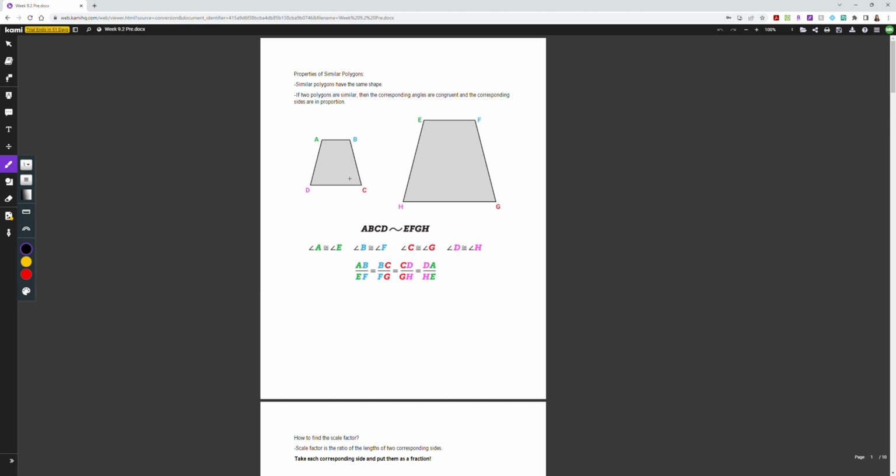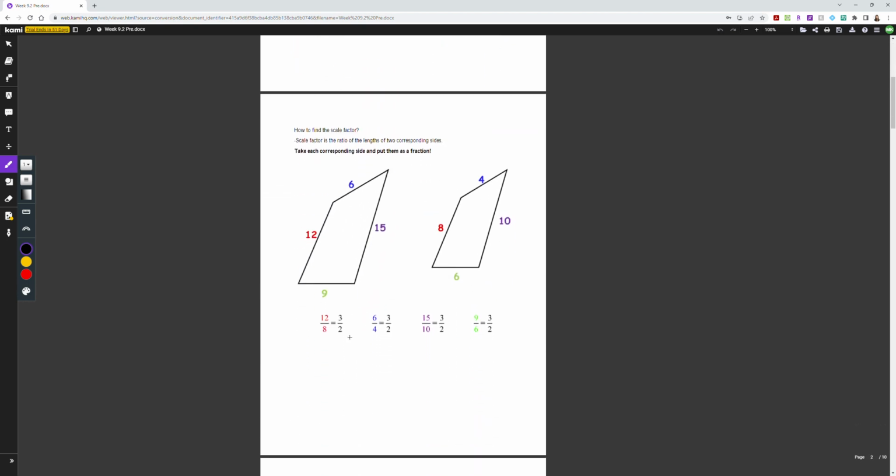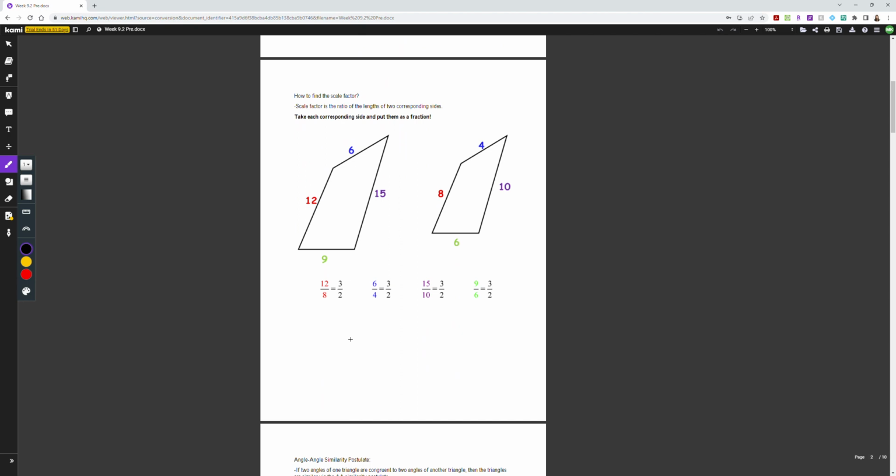Now we're going to look at their corresponding sides. AB over EF would equal BC over FG, and CD over GH would be equal to DA over HE. So they're all in proportion, meaning they have the same ratio. You're probably going to ask, what do you mean by proportion? If you remember, earlier when we first started, we did proportions. That's what I mean by proportionate. They would have the same ratio. They are the same proportion.